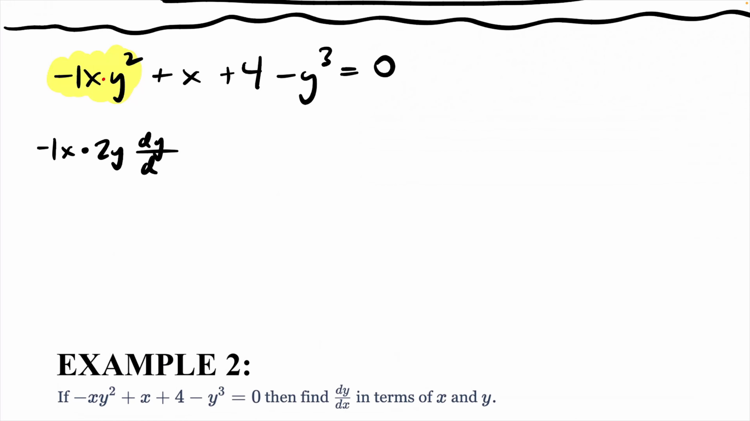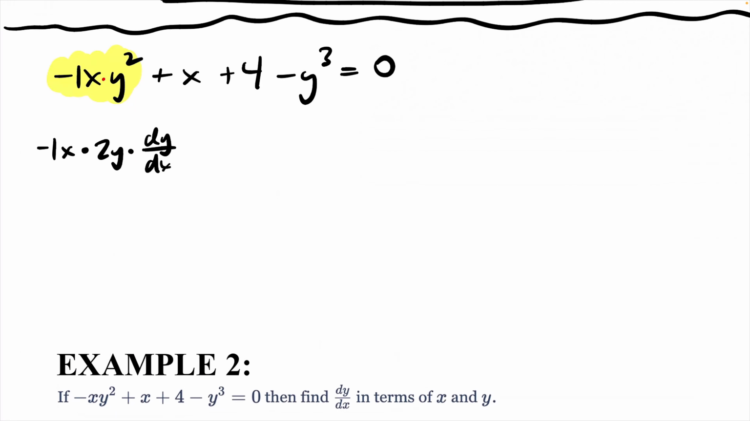There you go, 2y times dy over dx. Sometimes you'll see, I've had some students do this, instead of writing dy over dx, they use y prime. That's okay too. Some students prefer that because it's not as messy. I use dy over dx just because that's the way I've done it forever and the way I was taught, but you can use y prime too.